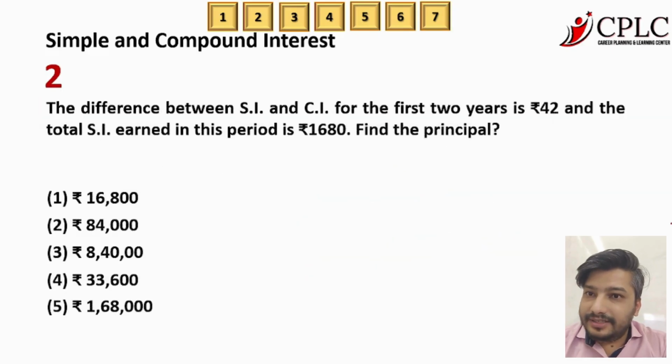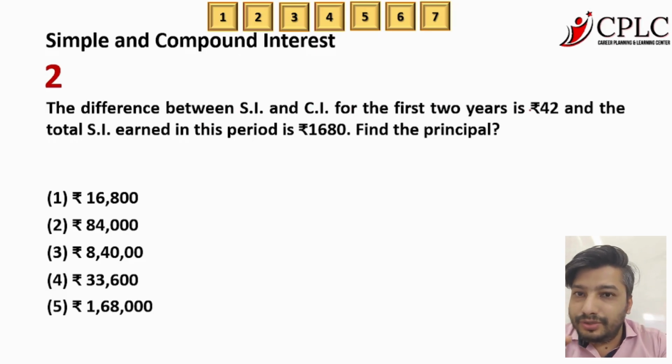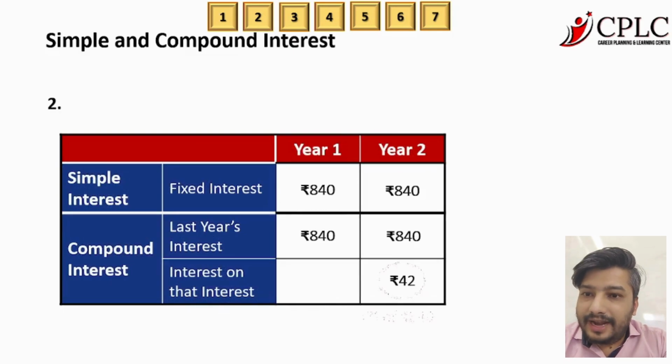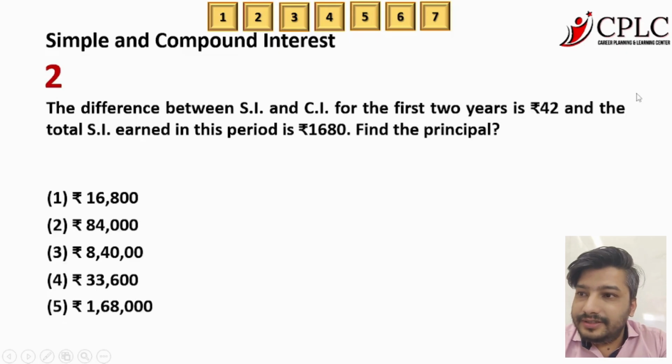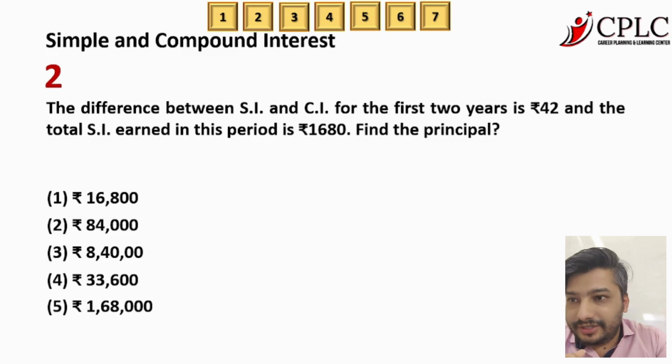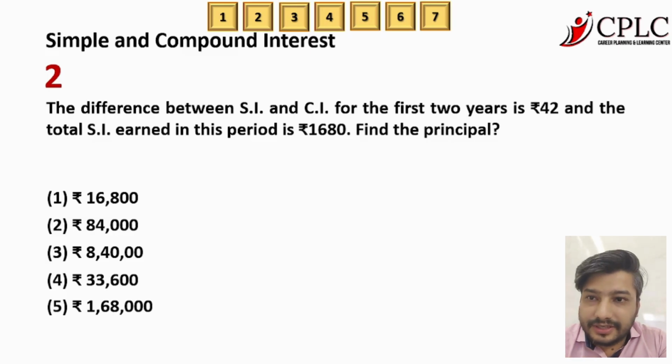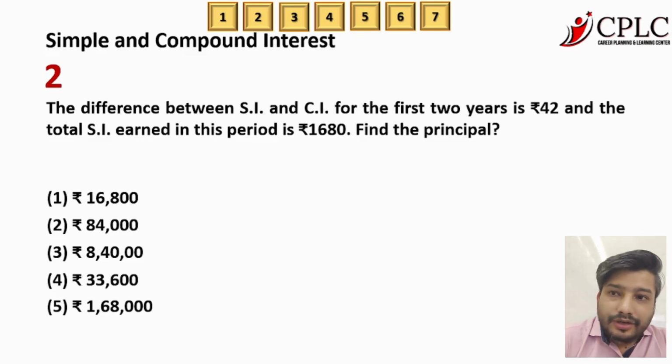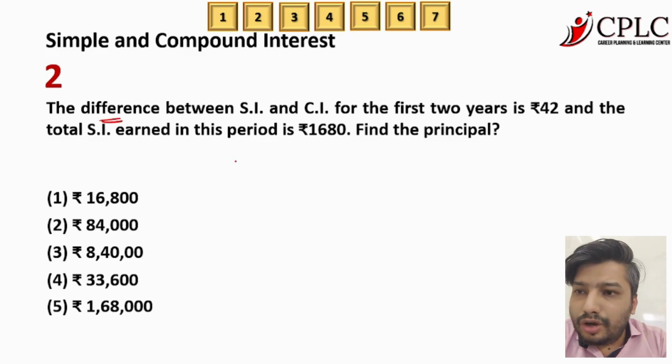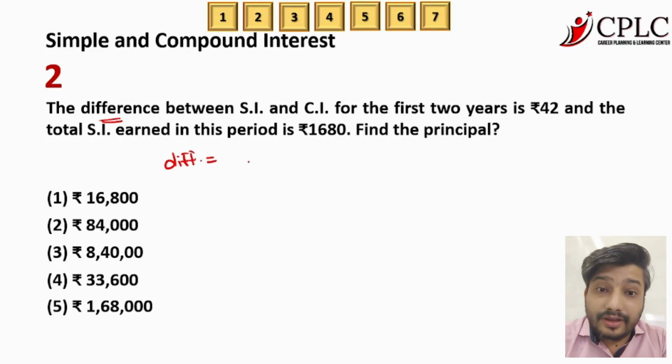Second one, a classic question. They have said that the difference between SI and CI for the first 2 years is given as 42 probably, and they have also given the total simple interest earned for this period as 1680, and we have to find the principal. Since the difference is given, we should automatically use the difference formula that we did earlier in the extra concepts.